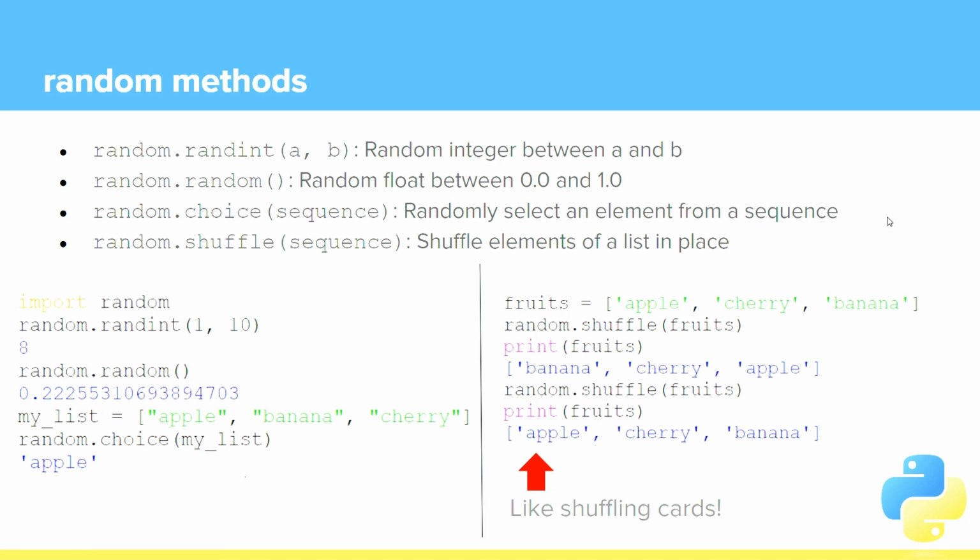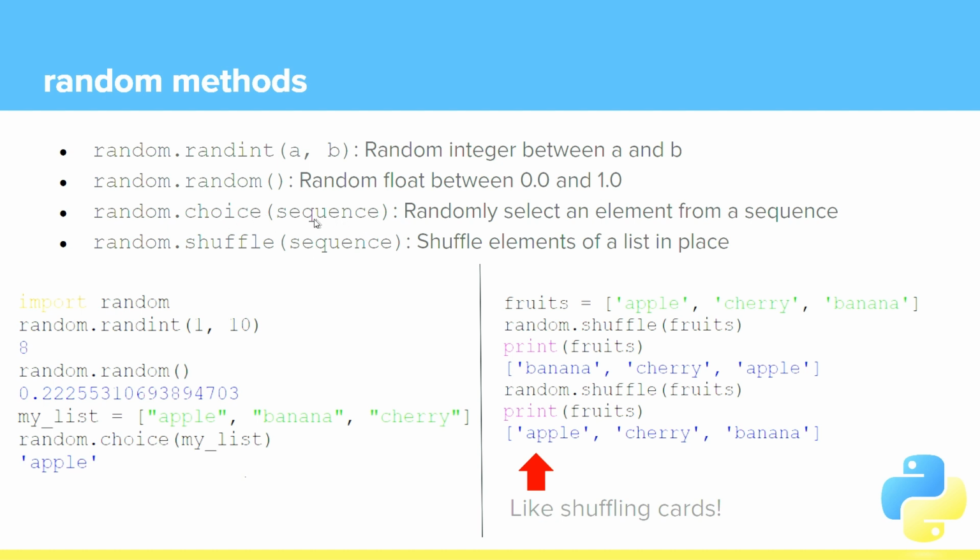Now just a few methods. Our randint, we've talked about, returns a random integer between a and b. Random.random returns a random float between 0.0 and 1.0.